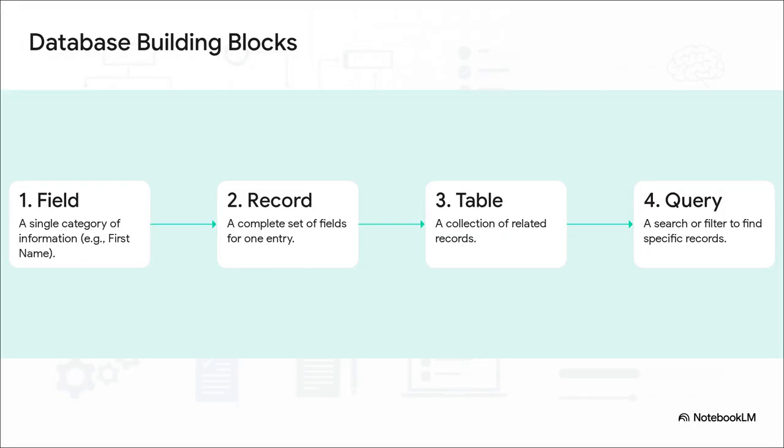Now, to really get databases, you have to know 4 key terms. So let's just break them down really quick. First, you have a field. That's just one single piece of information, like first name. Next, you have a record. That's a whole set of fields for one single entry, like all the information for one specific person. Then you group a bunch of related records together into a table. And finally, this is the most powerful part, the query.